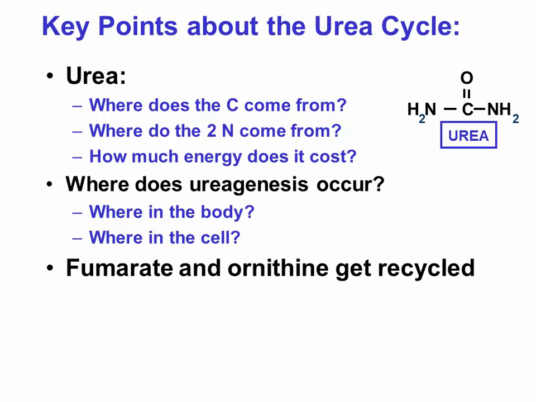Fumarate and ornithine get recycled, and I want you to know how that happens. So you're going to know the pathway. The best way to do it is just write it out and understand what's happening at each of the steps. But it's important that those get recycled. Why? What would happen if we didn't recycle them? What would happen to our ability to make urea if we weren't able to recycle those?